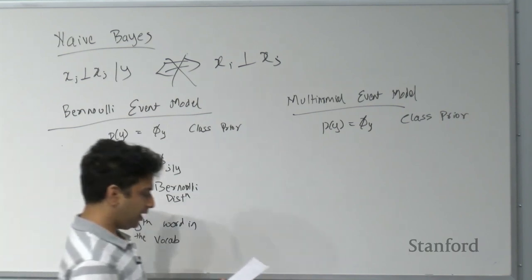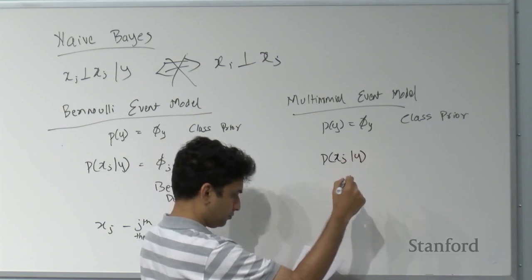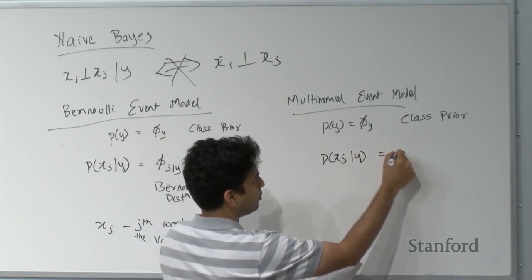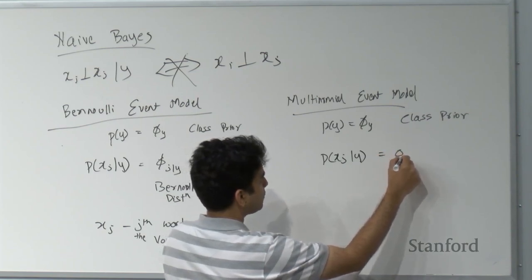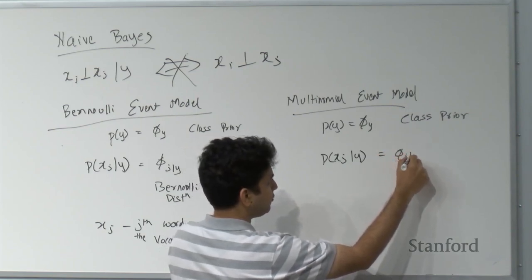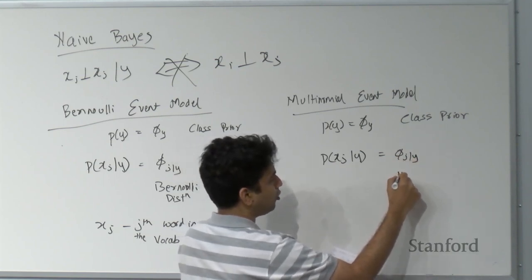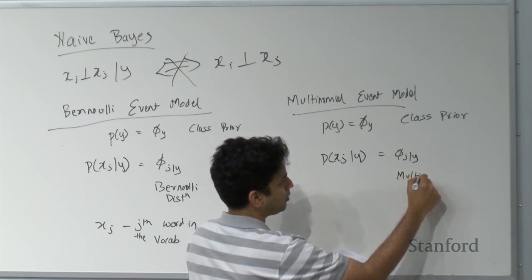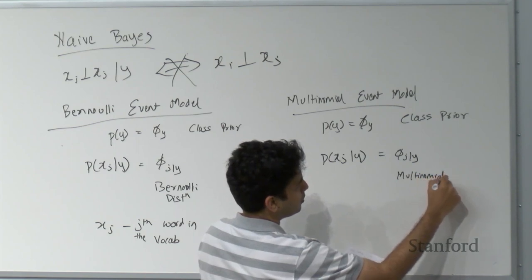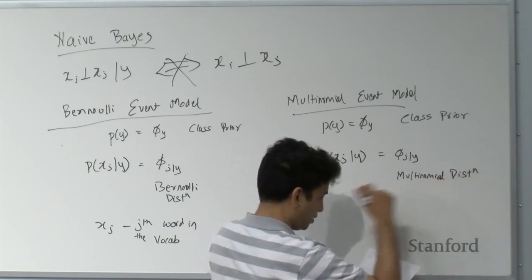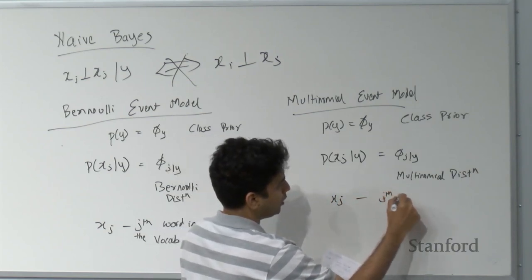So on the other hand, with the multinomial event model, we have P of xj given y equal to phi j given y, where this is the jth multinomial distribution parameter, or the categorical distribution parameter, and xj here refers to the jth word in a message.